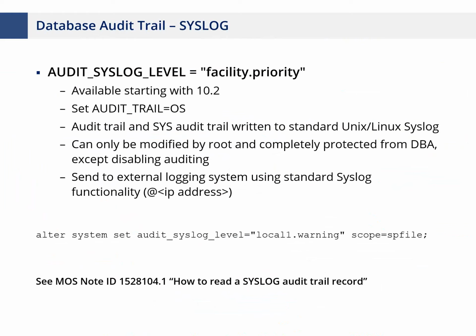And the reason this works nicely is that it works out of the box. Those tools are very adept at consuming SYSLOG. And so all I have to do is go into the Oracle database, set the audit trail to OS, go in and actually set the audit SYSLOG level to local1.warning, and that value doesn't actually matter. And I can just set it there.